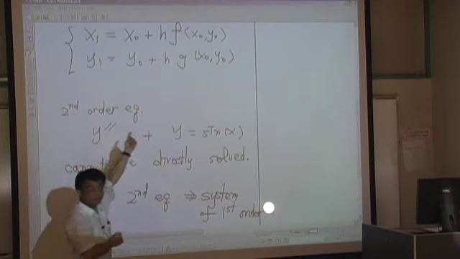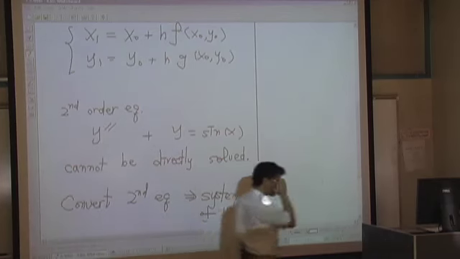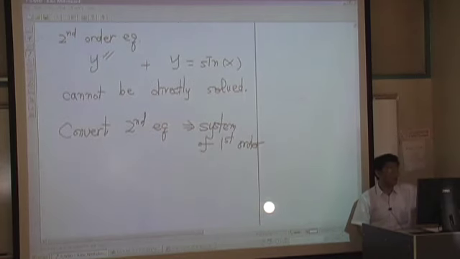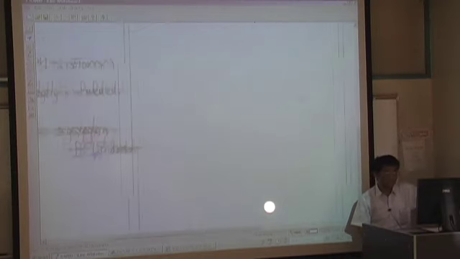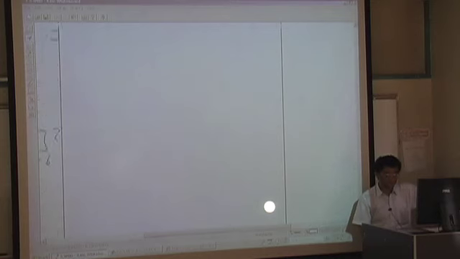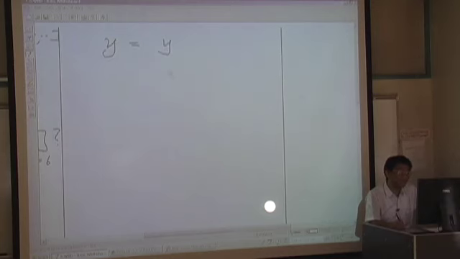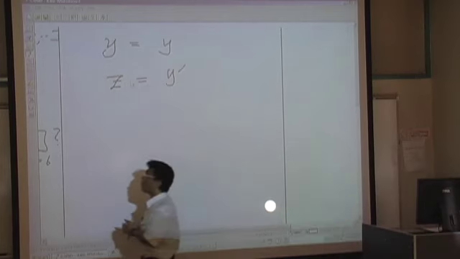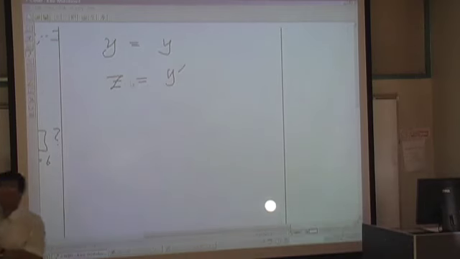RK4. Then how can you convert this question? How can you convert this kind of second order equation into a system of first order equations? So let's do it. So y is y, and then y prime is called z. So this is the key. y is y, now y prime is z.